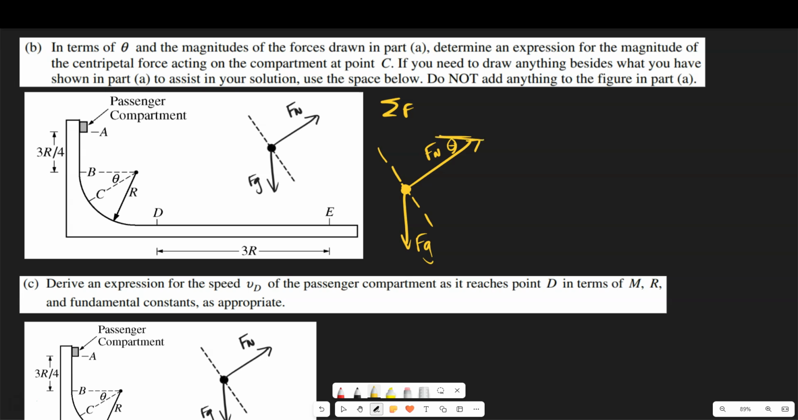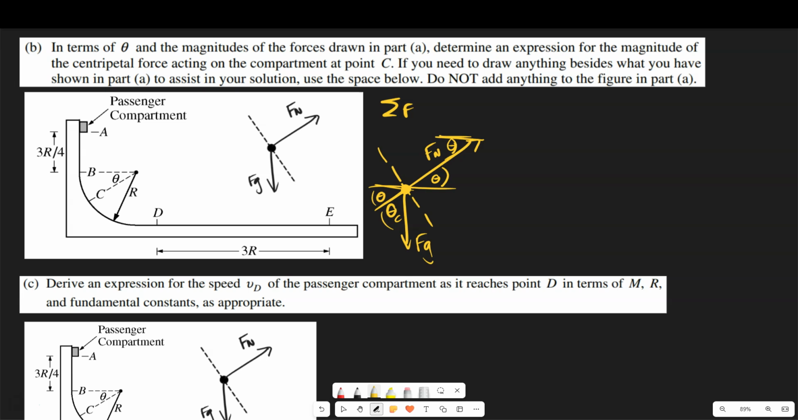So notice we've got our theta right here. We also have a theta right here. So this is alternate interior angle. Well, we're going to have to relate this somehow to the force due to gravity. Let's think about this. We go down here, we could say if we draw an angle kind of like this, this would be the same as theta. So then what would this angle be down here? Well, this would be the complement of theta, right?